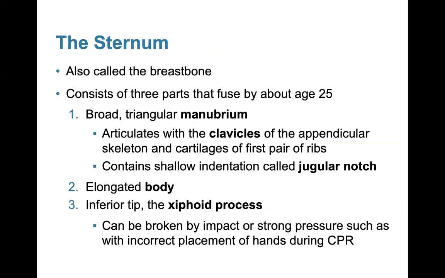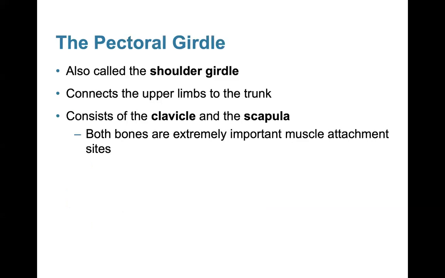The sternum is also called the breastbone. It consists of 3 parts that fuse by about the age of 25. You have the broad triangular manubrium. This articulates with the clavicles of the appendicular skeleton, and the cartilages of the first pair of ribs, and contains a shallow indentation referred to as the jugular notch. Then the elongated body, and the inferior tip, which is the xiphoid process. This can be broken by impact or strong pressure, such as with incorrect placement of hands during CPR.